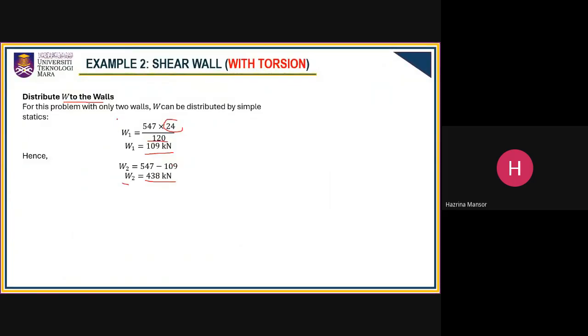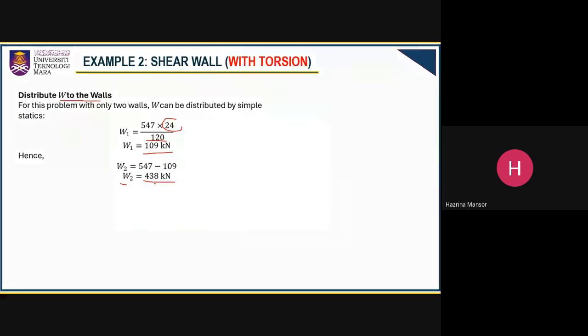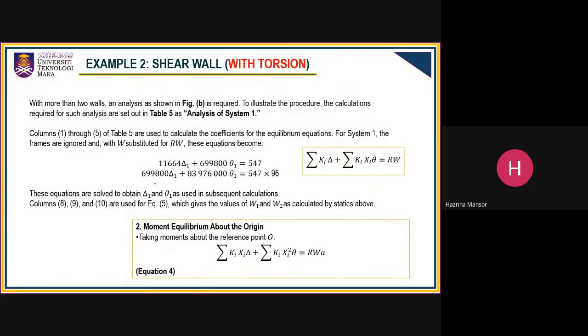So if you have only two walls, it is very straightforward, 24 is the distance from wall 1 to the origin, and whereby you have 109, you get 109 kilonewton. And for wall 2 is the summation of 547 minus 109. So then you get the load distribution to wall 2. But however, if you have multiple structure systems, meaning that if you have more than two wall structure systems, you need to actually reduce down to system 1 and also to system 2.